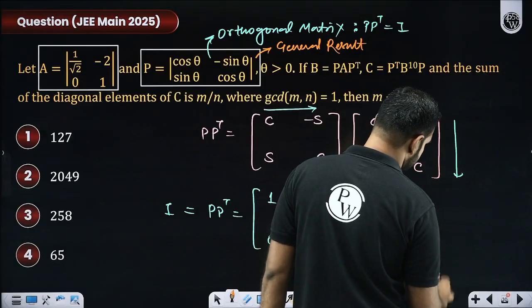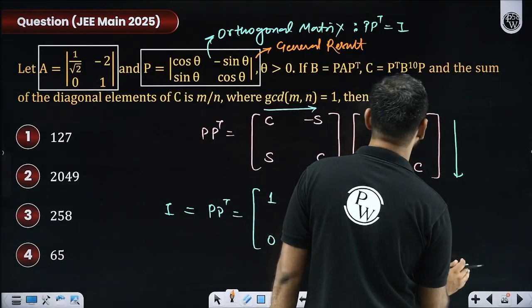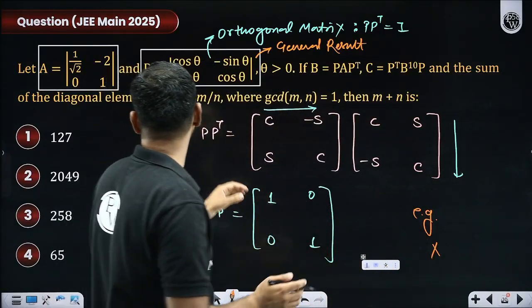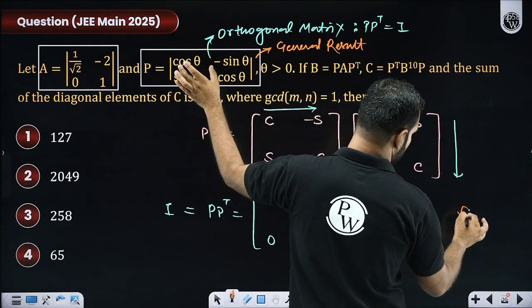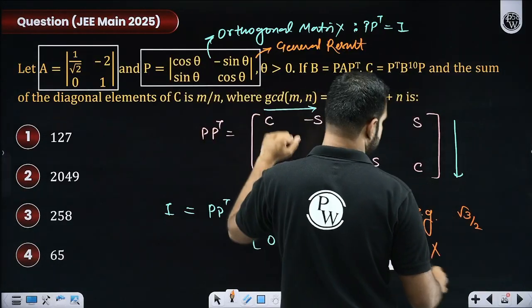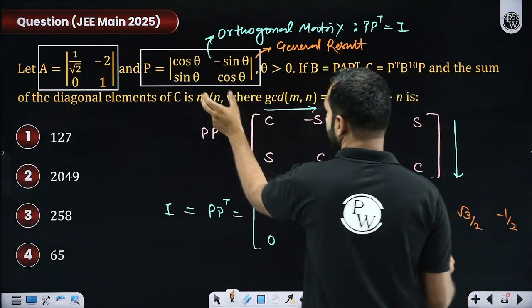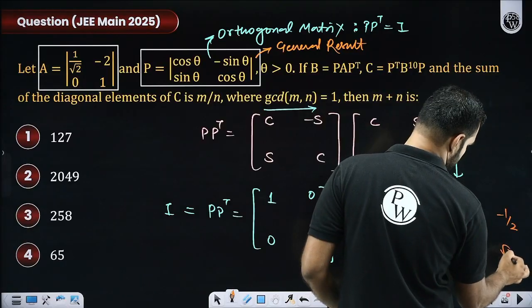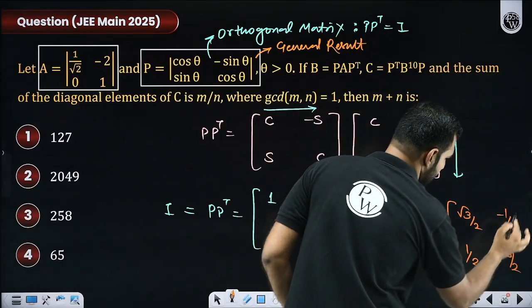Let's say they give you a matrix X, where instead of theta they give you 30 degrees. So 30 degrees means what? Cos 30 is root 3 by 2. Minus sine 30 is what? Minus 1 by 2. This is again sine 30, which is 1 by 2, and this is cos 30, which is what? Root 3 by 2. So let's say someday I'm given this matrix X.